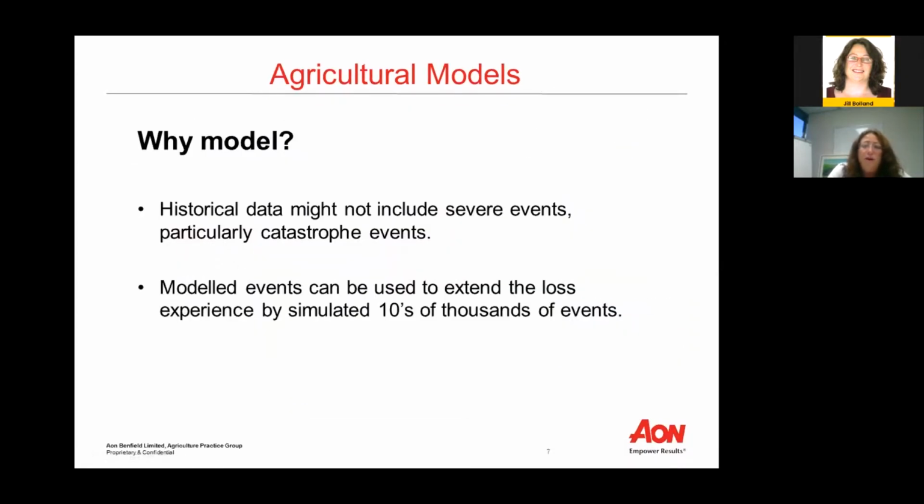So why build a model? They're quite expensive to do. They take a long time. It took us quite a few years to build our crop model for China and India. So what's the point of doing them?